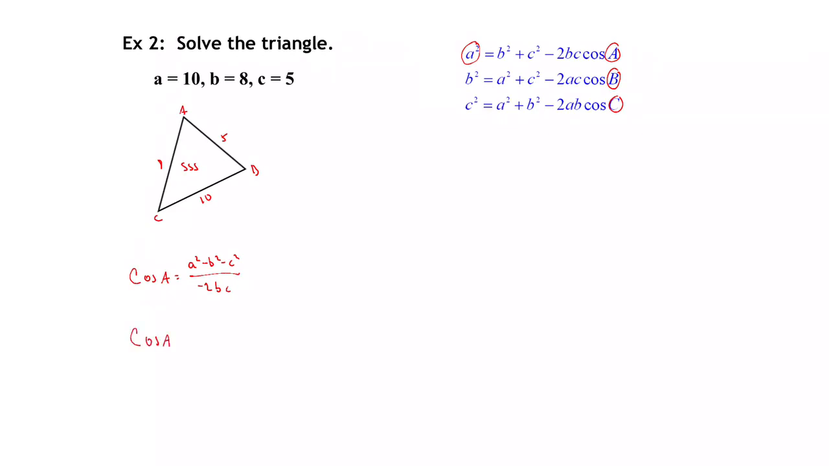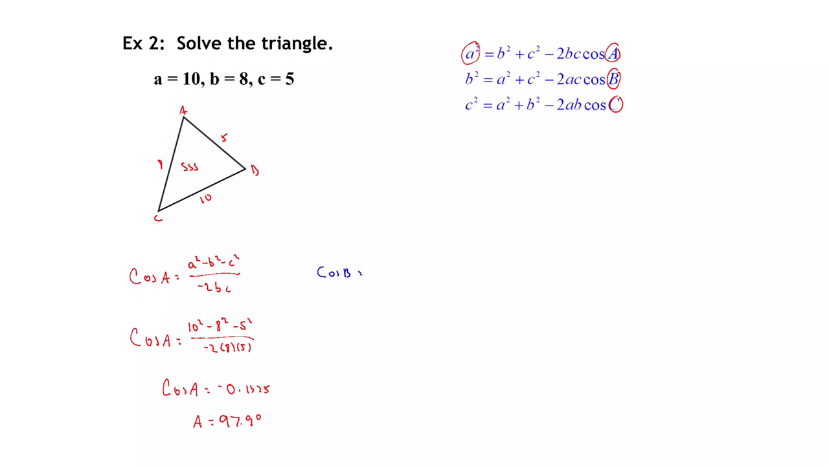So what do we have? Cosine of A is equal to A, which would be 10 squared, minus B squared, that's 8 squared, minus C squared is 5 squared, divided by negative 2 times 8 times 5. Plug that into your calculator. You'll get cosine of A is approximately, I got negative 0.1375, and therefore angle A to the nearest tenth is 97.9 degrees. And you'll do this again with one of your other angles that you're still missing.